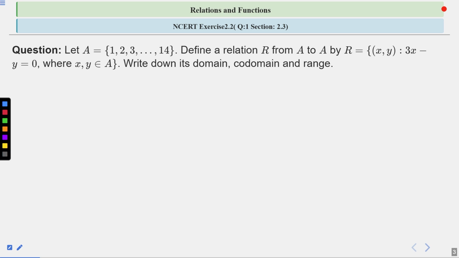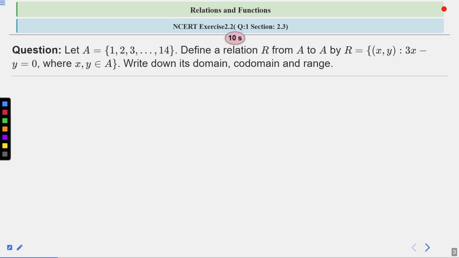Here's our question. This question says, if you are having set A with 14 elements, 1, 2, 3 till 14, and we are having relation R defined from A to A and defined as you have to collect all pairs x, y such that 3x minus y must be 0, where x, y both belongs to the set A. So you have to write down its domain, its codomain, and its range set.